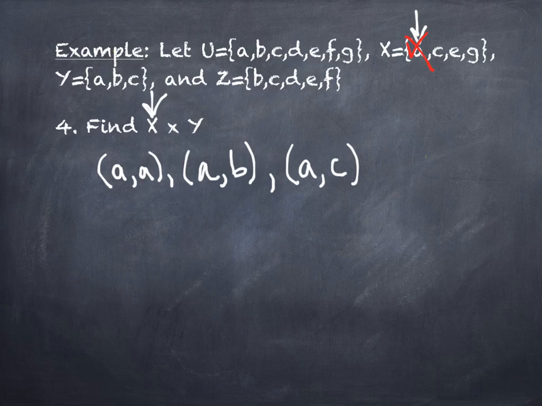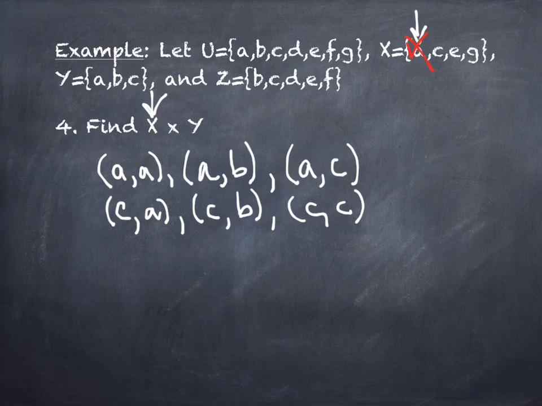I need to move on to B, right? Well, not B, to the second element, which is a C, actually. So I'm going to list C and what? A, because that's the first item from set Y. And then I can list C and B, and then I can list C and C.